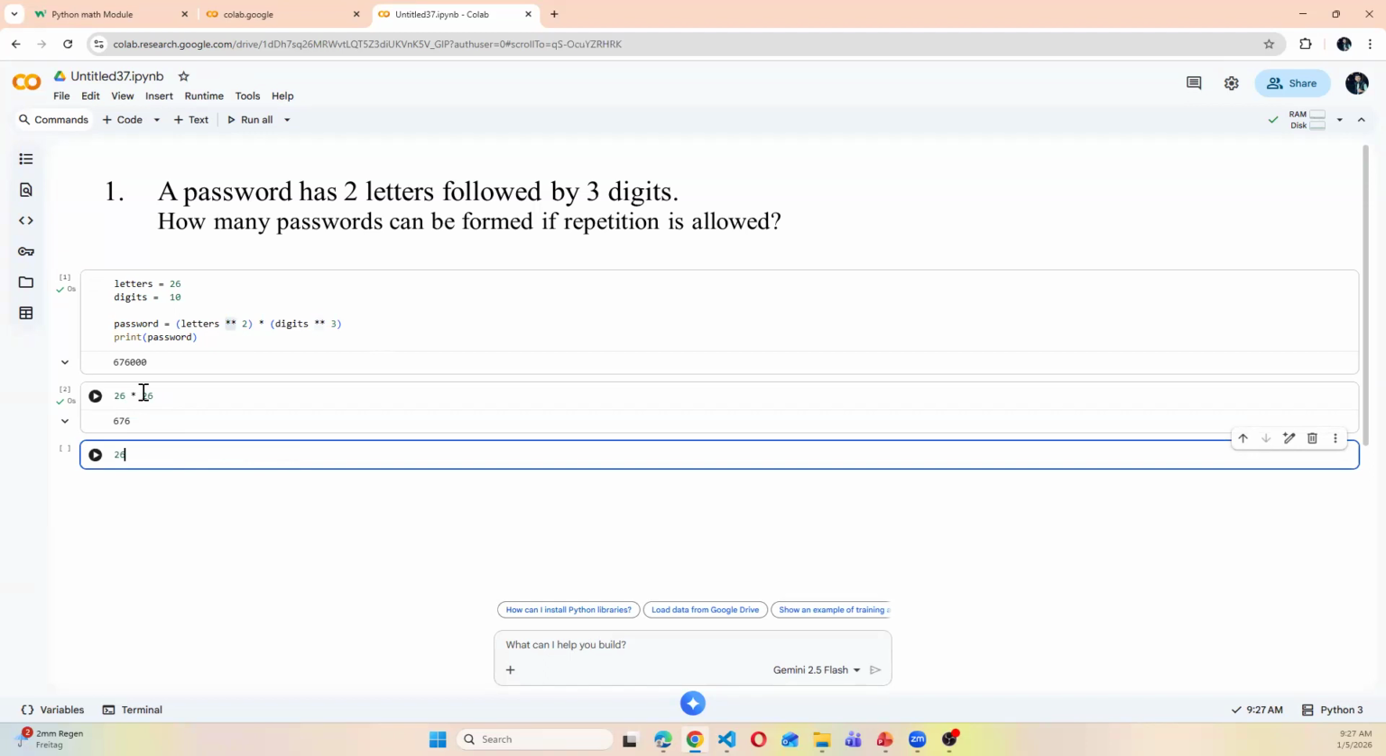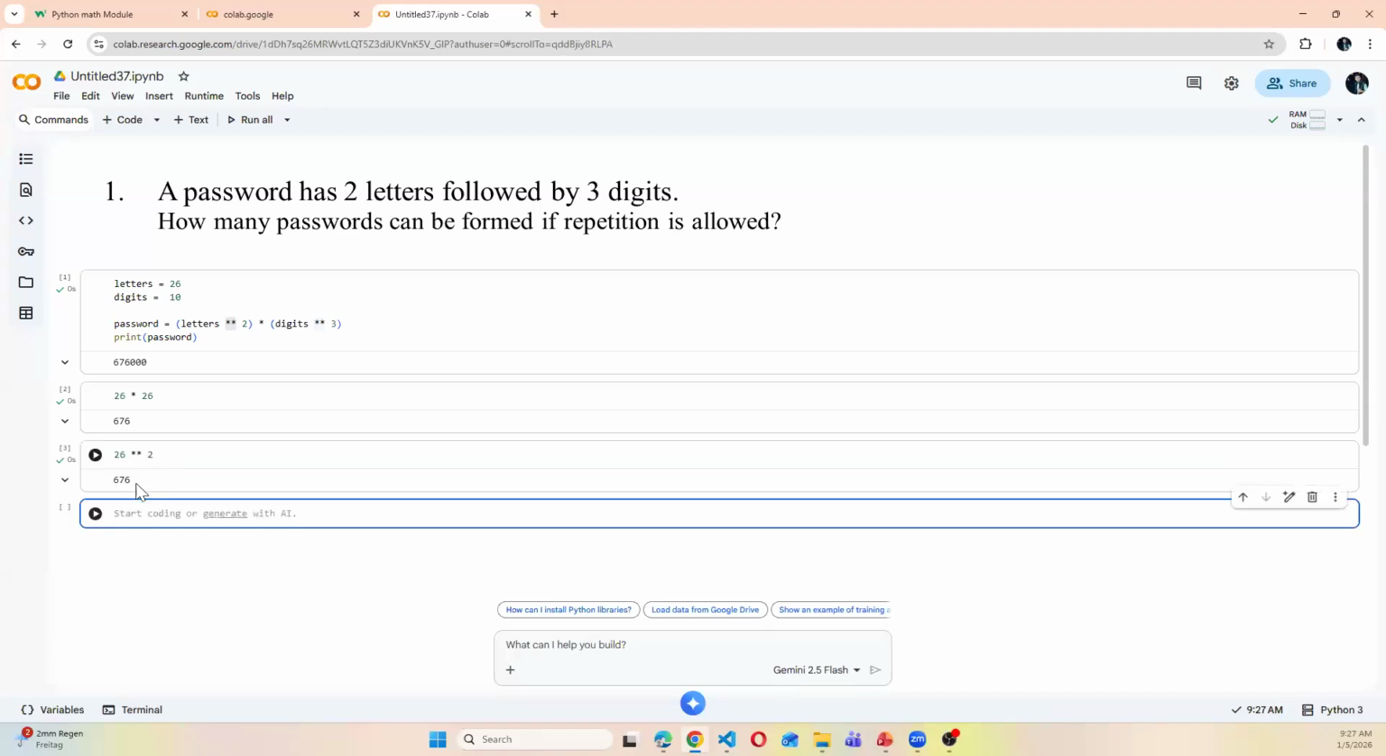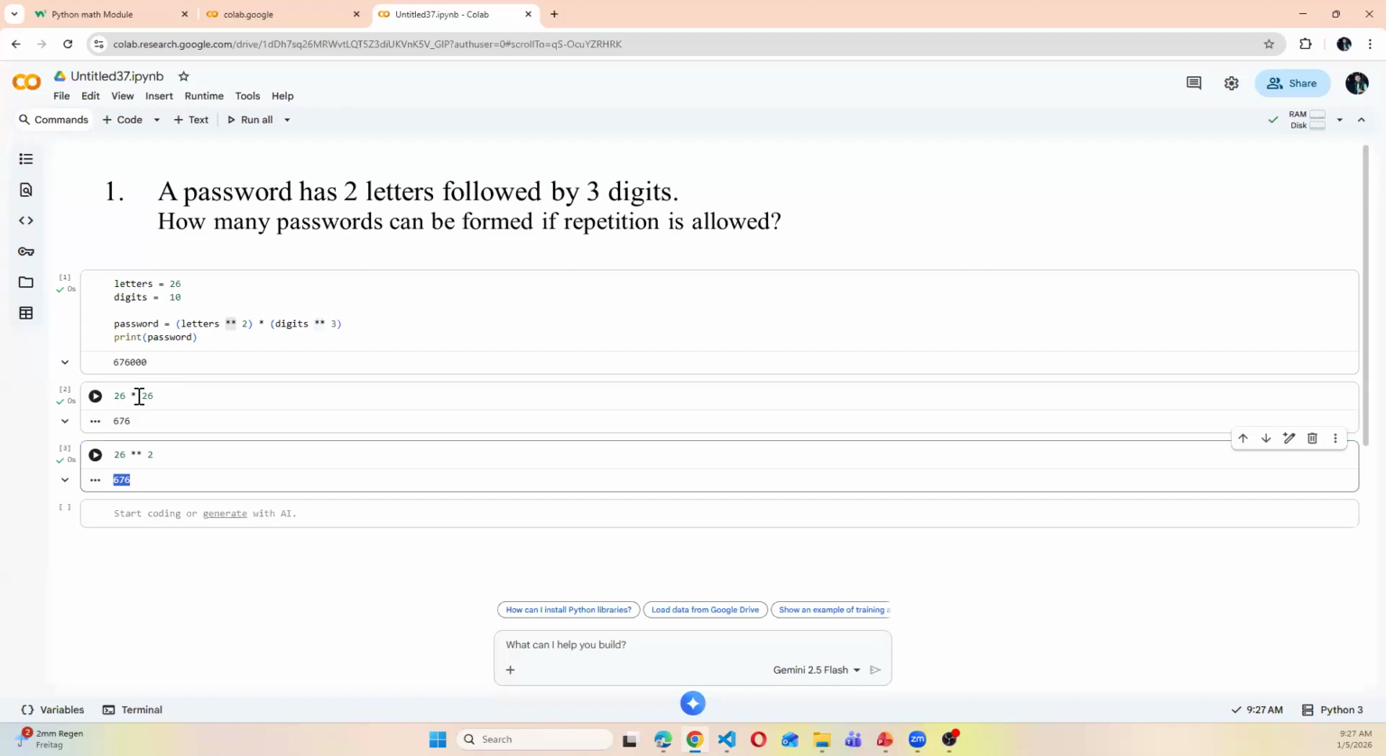26. But teacher, letters we have a number. It means power. 26 to the power of 2. It's power. 26 raised to the 2. So it's the same. If you write 26 times 26, it is also the same as 26 to the power of 2.